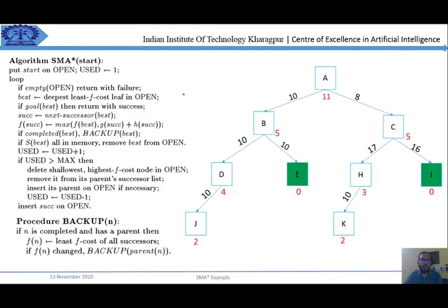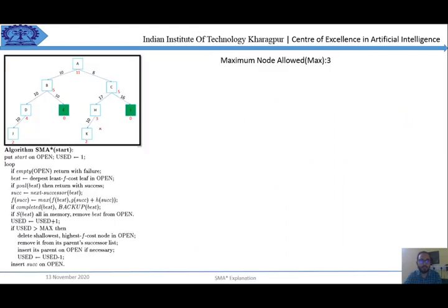Now I'm going to discuss a simple example of how this particular tree is solved. There are the goal nodes E and I; how will SMA star find the optimal path to these two goal nodes? There are 9 nodes overall, so I have taken the maximum allowed nodes as 3. First of all, this is the start node. Since A is the start node, I put the start node here, and used equals 1.